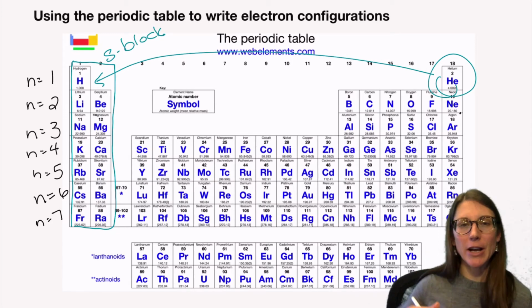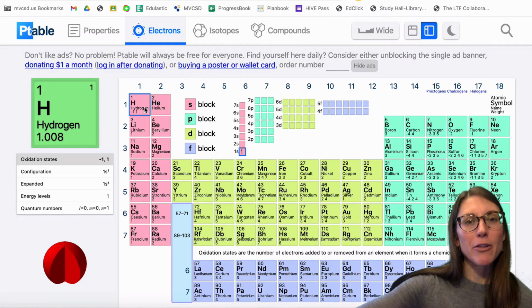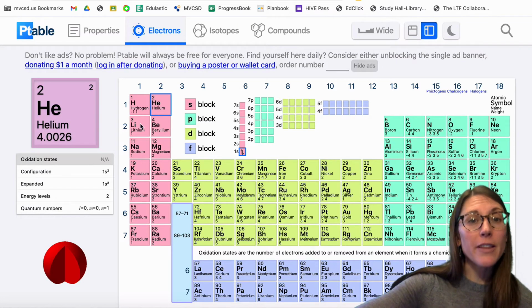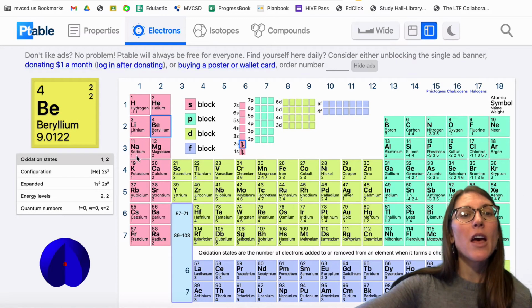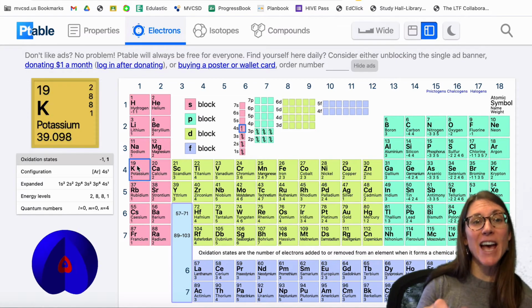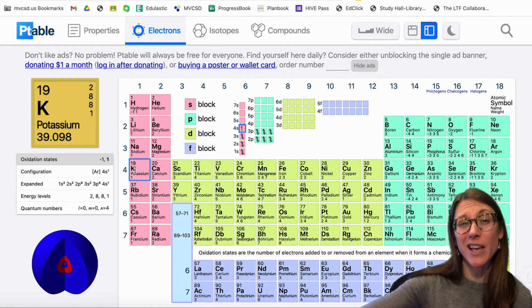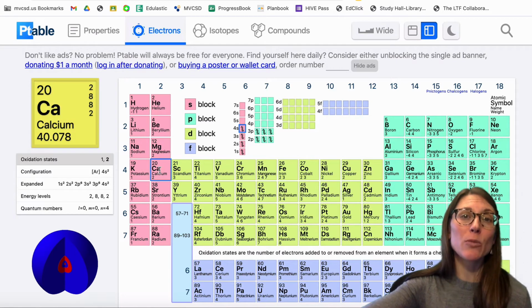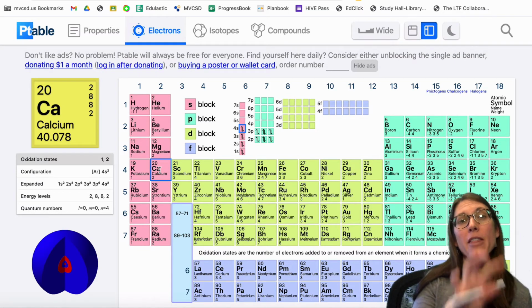Let's take a look at ptable.com to see what this looks like. So as I look at hydrogen here, you see in the center of the screen the orbital diagram. Hydrogen has 1 electron in the 1s. Helium has 2. Lithium, its outermost electron is going into the 2s, and beryllium has a second one there. For potassium, our outermost electron is going to be going into the 4s, and potassium has 1 electron there, 4s1. Calcium's 2 spaces over in this S block, 1, 2, and its outermost electron configuration is 4s2. So that left-hand column, that's our S block.